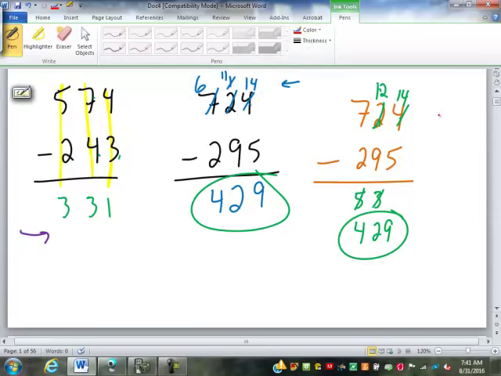Again, I'm a realist. I realize that on something like this, you're going to look at this and say, hey, okay, that's about 700. That's about 300. 7 minus 3 is 4. That's about 400.